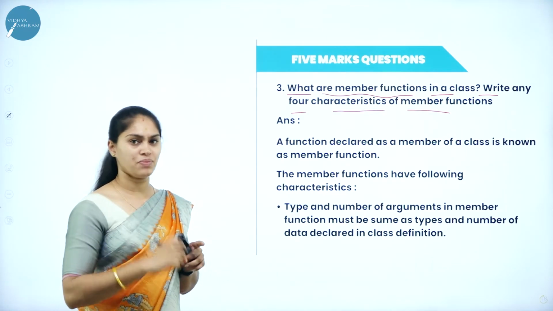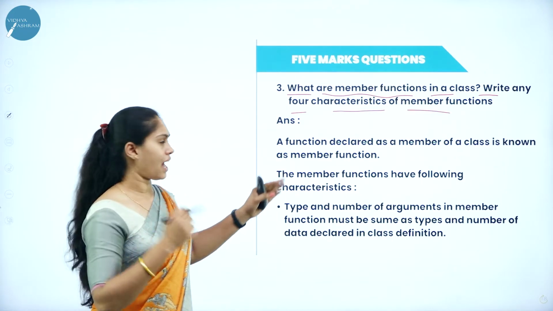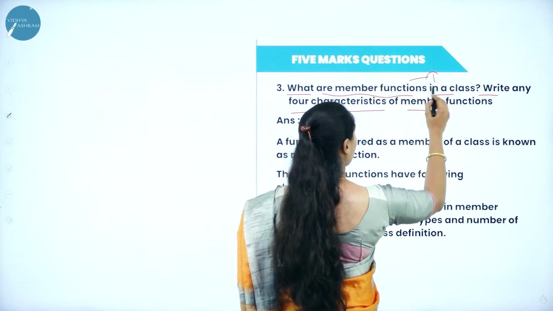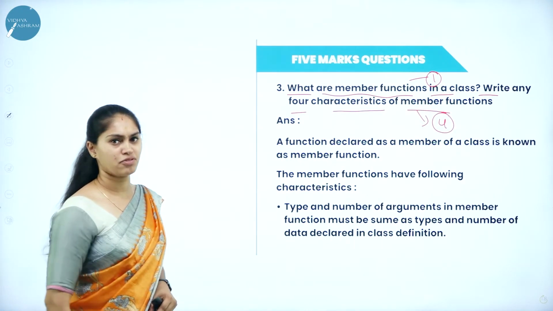The remaining question will be for 2 marks. In that way, you have to analyze the marks distribution, then you have to answer. So, what is a member function in a class? 1 mark. And if I have written any 4 characteristics, then that will be for 4 marks.